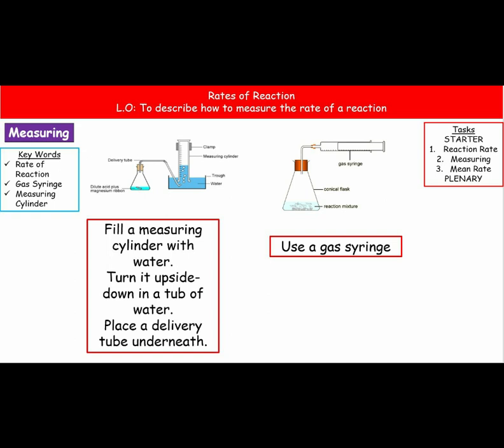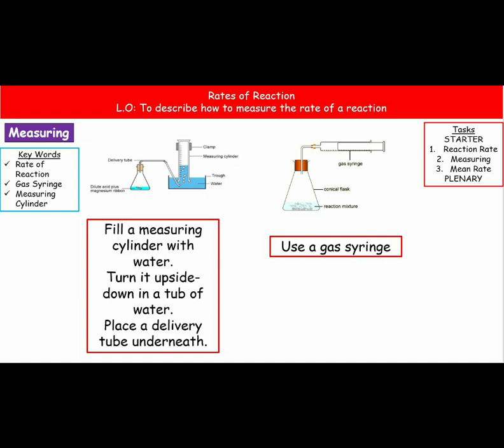So aside from the good old counting bubbles method, which we talked about at the end of last term's lessons, we've got these two methods that we also touched upon. So the first one is the upturned measuring cylinder. So we've got a measuring cylinder filled with water, which we've turned upside down in a tub of water, and we then have our delivery tube placed underneath. So all the gas that's made bubbles through the delivery tube into our upturned measuring cylinder, and we can then just read the volume off the side because the water is displaced.